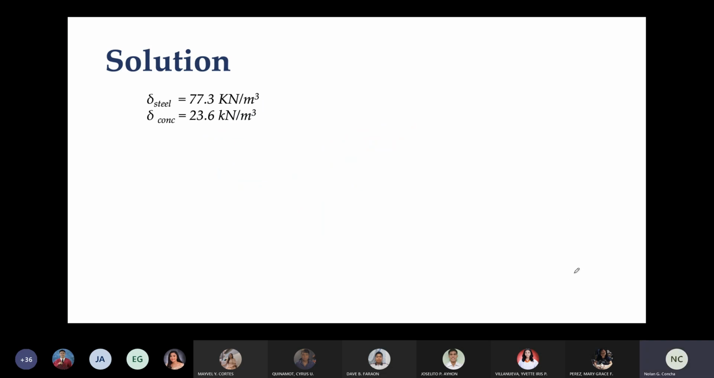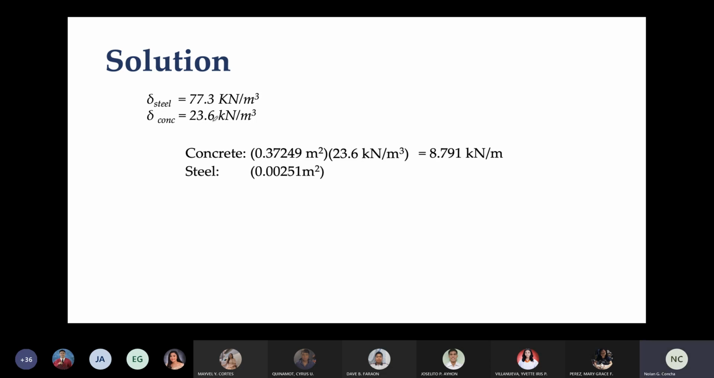So again, this is the unit weight of steel and concrete. For concrete, we multiply the area times the given unit weight. And so we have the weight per meter, 8.791 kilonewtons per meter. For steel, we have the area of your steel times the unit weight of your steel. That is the weight of the steel. And so the total weight per meter length is 8.985 kilonewton per meter length.